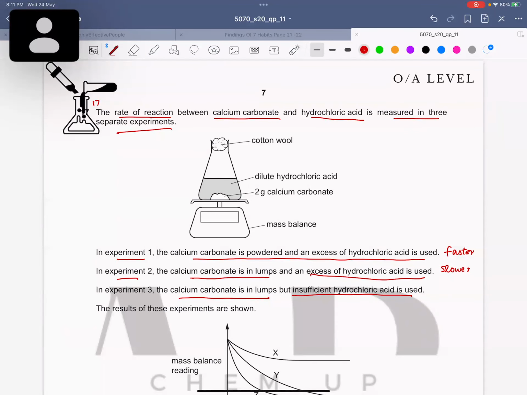Okay. So it is also slow, but here, if the hydrochloric acid is insufficient, the decrease in mass would be lesser because all of the calcium carbonate wouldn't dissolve and all of the carbon dioxide wouldn't form. Is this understandable to everyone?